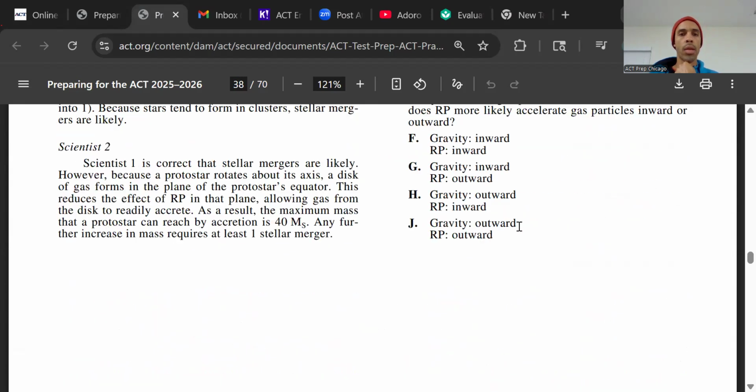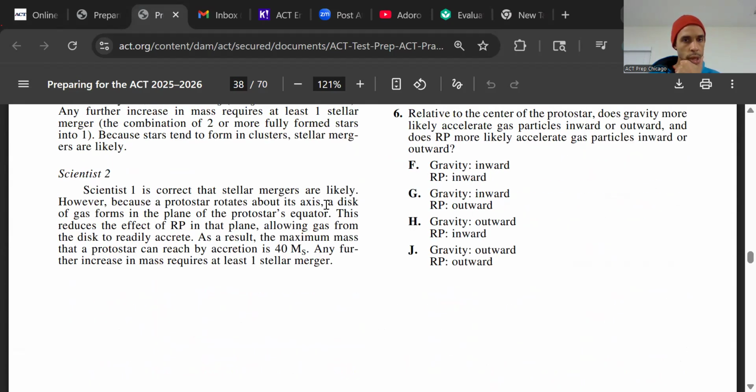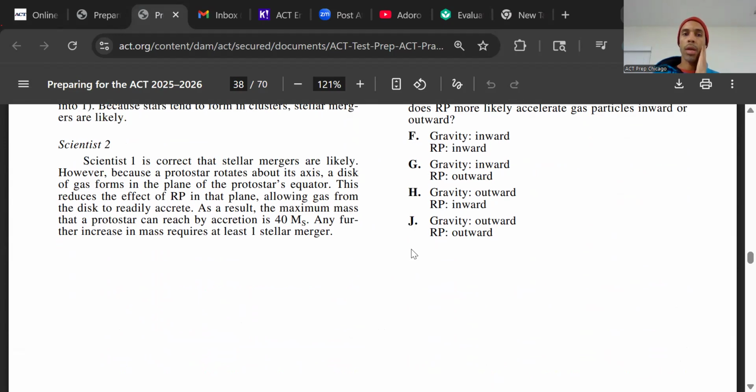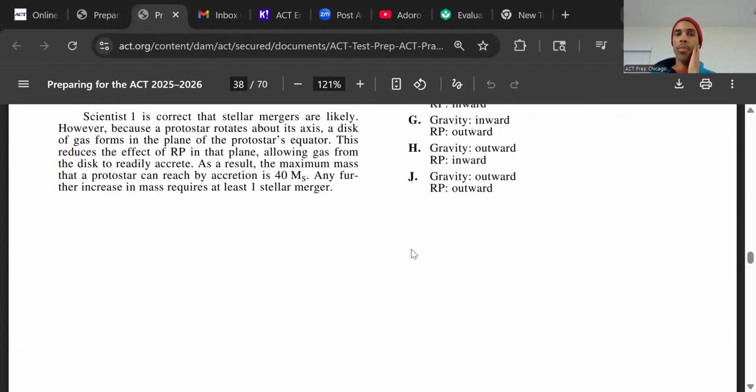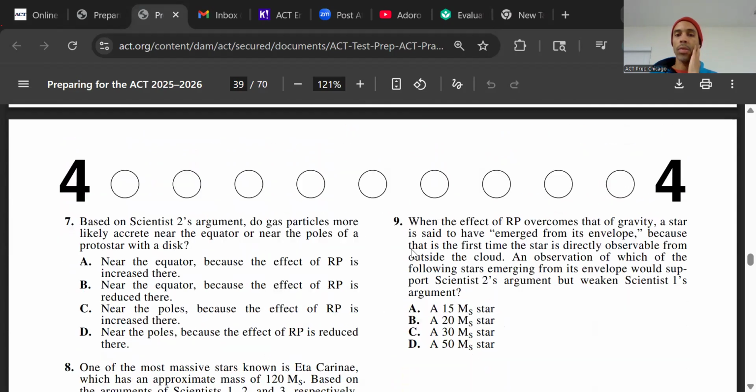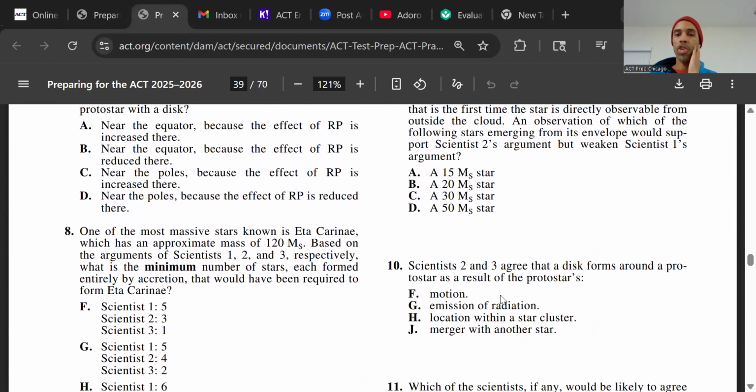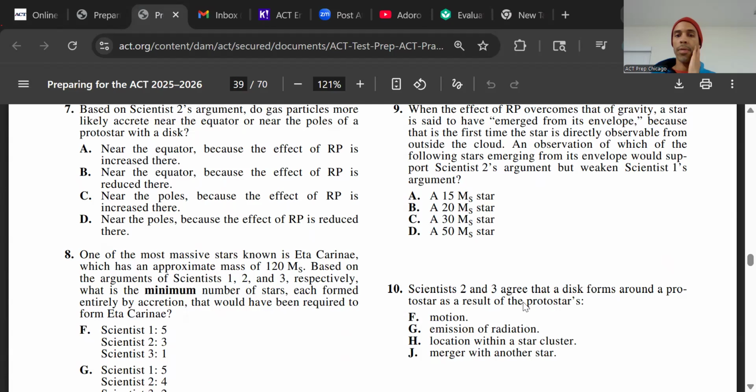That's what they said. They said a disk forms, however, because a protostar rotates about its axis, so gas forms in the plane. The disk reduces the effect of radiation pressure in that plane. So it's because the protostar rotates about its axis. But actually, that would be because of the motion, but that leads to a reduction of radiation pressure. Yeah, so it would be F.